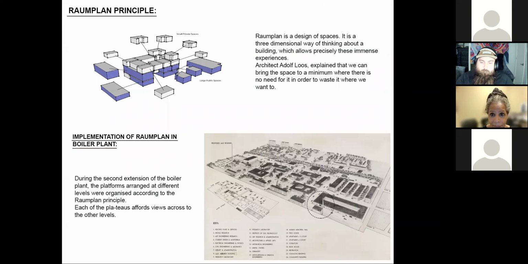Okay, so the Romplan principle: during the second extension, the interior was arranged following the Romplan principle, which is basically the design of spaces on the inside. The rooms were arranged around a central stairway system, which allowed visual connections among the different levels and platforms. Next slide.